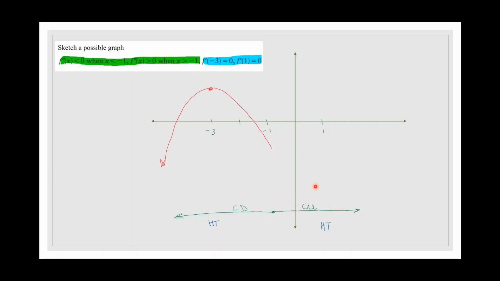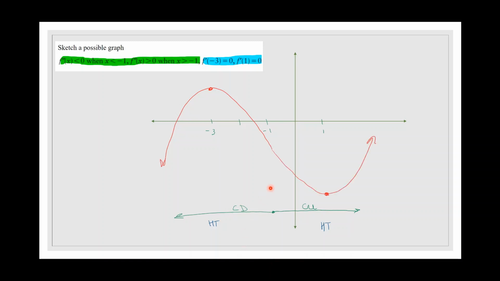Now, this part here shows that we have a horizontal tangent exactly at -3, and it's constantly concave down on this particular region. Now, I didn't know whether to have it drawn this high. I could have had it actually drawn over here, this U shape, as long as it had a flat slope at -3.